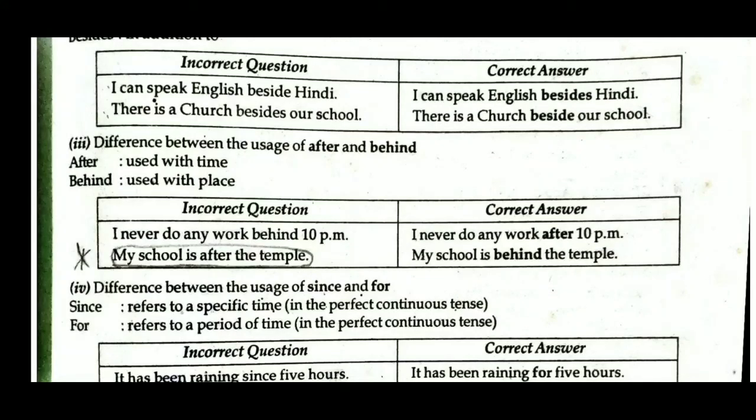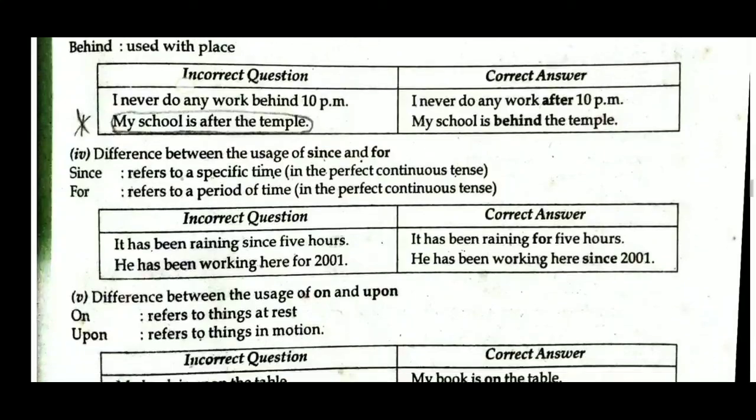Whenever you refer to time, you have to use the preposition after. My school is after the temple is wrong. My school is behind the temple is right. So behind is used with the place.